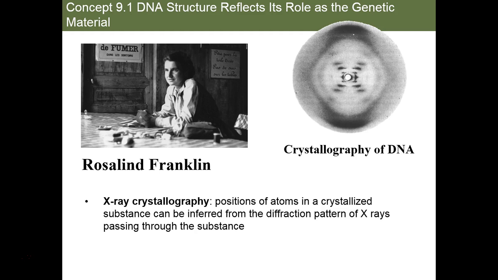Rosalind Franklin performed X-ray crystallography on DNA and produced the crystallograph. You can see a picture of one of hers on the top right. Her picture of DNA suggested that DNA was helical and spiral in shape.